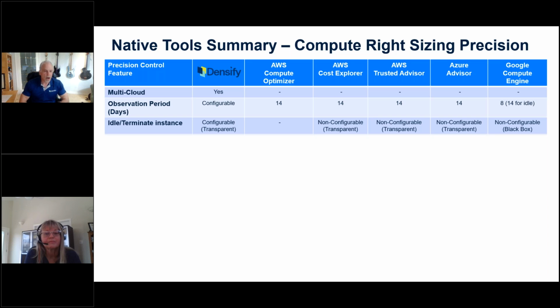Now let's get into the different kinds of recommendations. I mentioned them a little earlier, things like idle or terminate resources. And I said, for the most part, at least all the cloud tools make recommendations around these things. Again, for Densify, fully configurable and transparent.